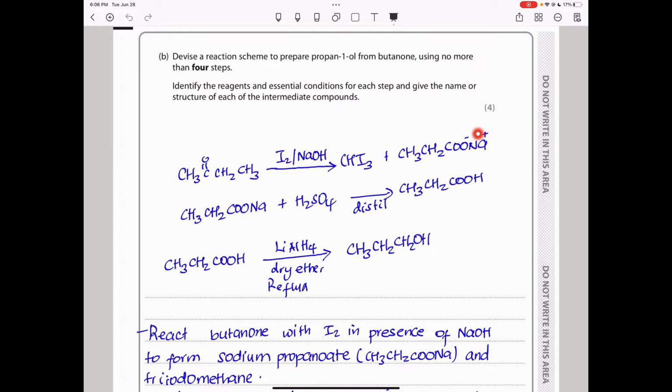In the next step, I'm going to react this with sulfuric acid so that I can convert this carboxylate salt into carboxylic acid. This is a conversion of a carboxylate salt to a carboxylic acid by reacting with an acid. So I will distill here and produce this carboxylic acid. And since I have a carboxylic acid, which is propanoic acid, I will just reduce using LiAlH4 in dry ether and then reflux. This is going to be my final product.